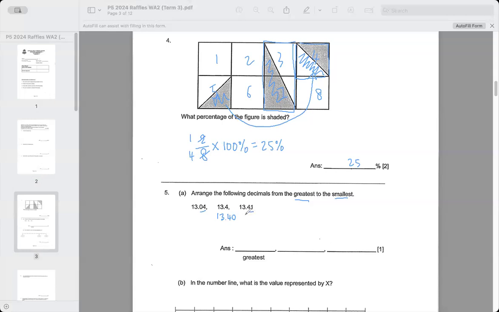So looking at these three decimals, the largest one will be 13.41, followed by this 13.4, and then the smallest decimal will be 13.04. Okay, then we move on.